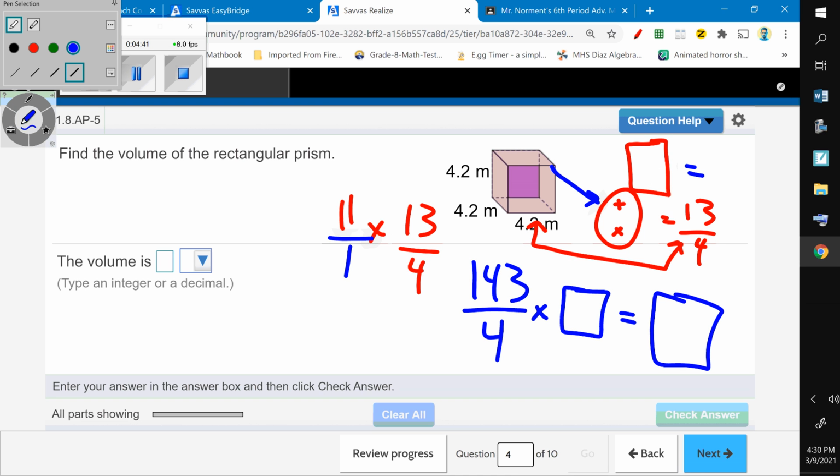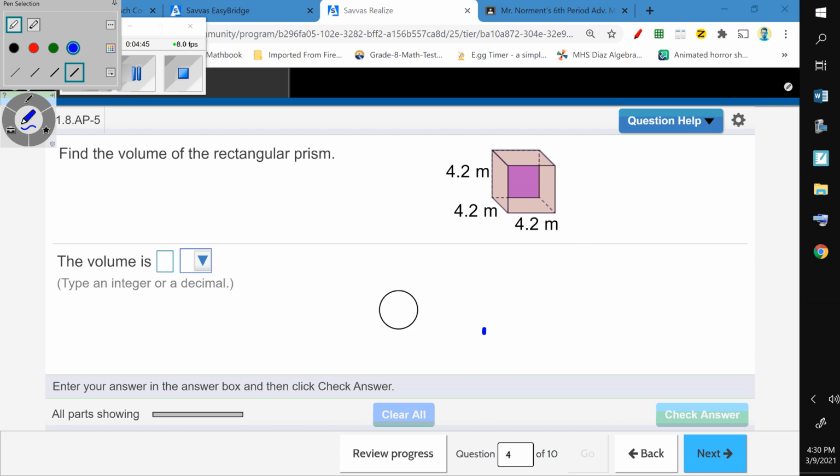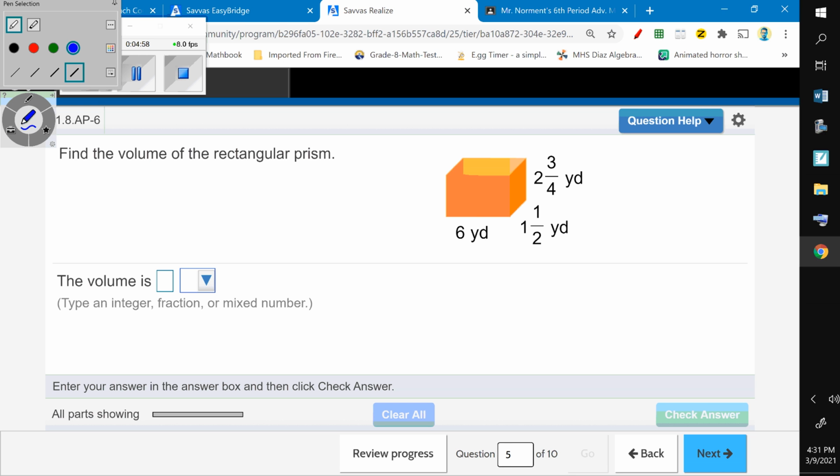Number 4. Okay, for this one, just multiply the three numbers together. You're on your own for this one, okay? I'm going to give you some answers in a few minutes, but for this one, 4.2 times 4.2, take that answer times 4.2, and you're done. Be careful with the decimal.